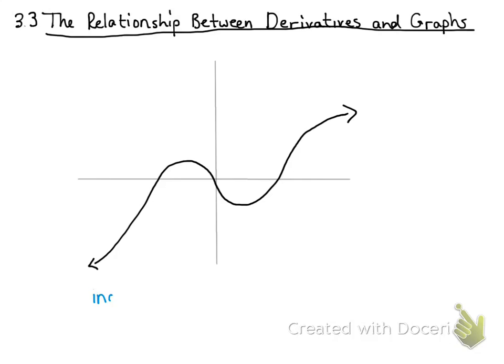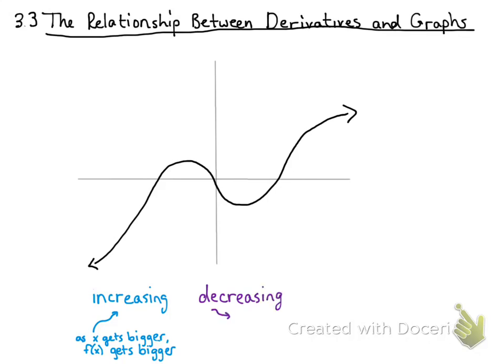One of those properties is we can say part of the graph is increasing, or the function is increasing. That means the graph goes up and to the right in that section. And what that means in terms of the function is when x gets bigger, the function values, the outputs, will also get bigger. Other parts of the graph will be decreasing, down and to the right. And what that means is when x gets bigger, the function values or y values will get smaller.